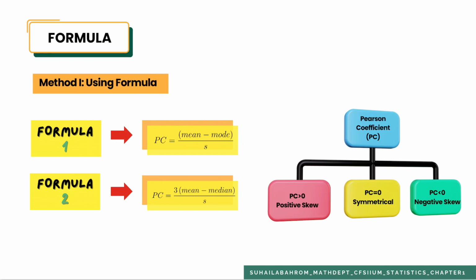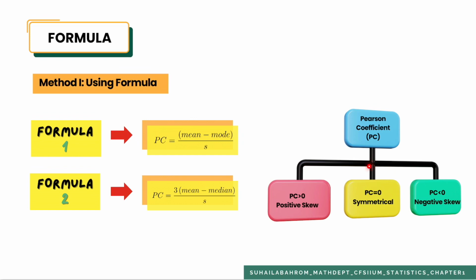There are two formulas to determine the skewness or the shape of distribution. The first one is by using the Pearson coefficient formula, known as PC. We can use the values of the mean and mode when we have this information: mean minus mode divided by S, or standard deviation. And the second formula, PC is equivalent to 3 times the mean minus the median, divided by standard deviation.